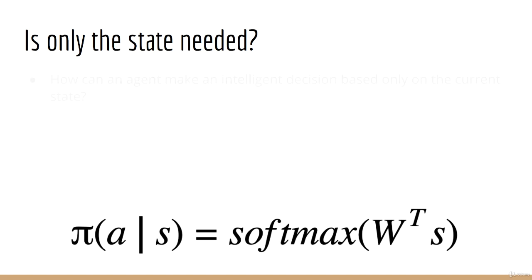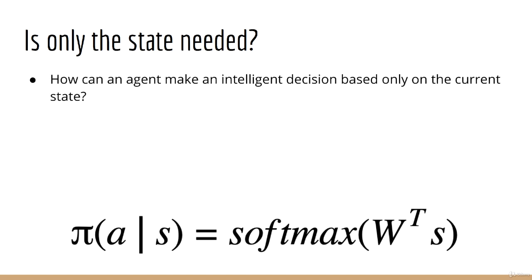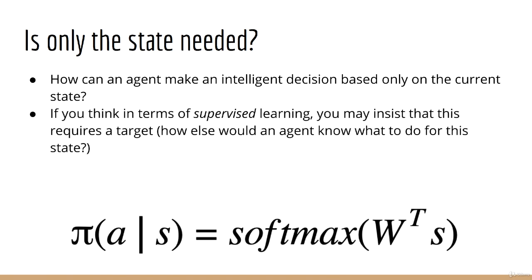Now at this point, you may be wondering, how can an intelligent agent possibly know what to do using only the current state? This is the problem we described before. Just by looking at a still image of the road, how can I know what the correct action is? If you're more inclined to think inside a supervised learning paradigm, you may insist that there should be a target here, so that the agent learns to associate this state with this action.